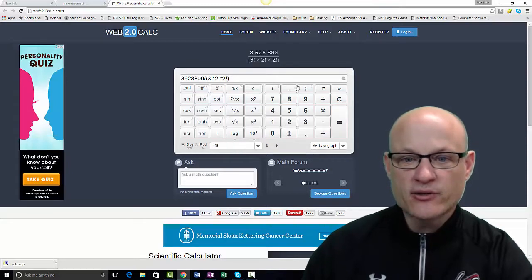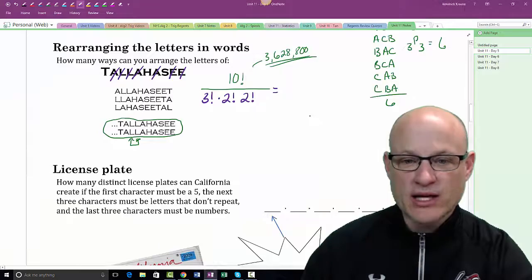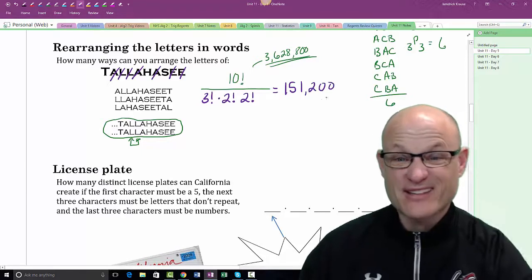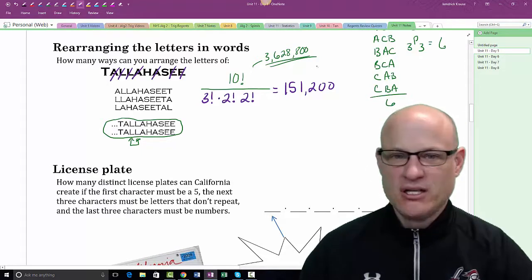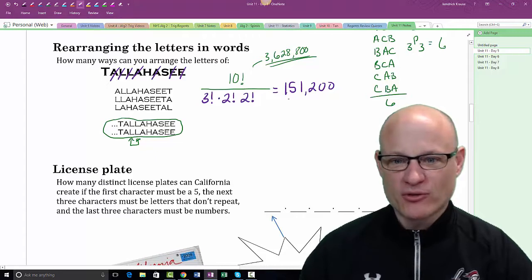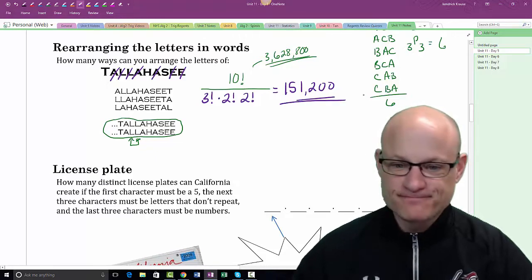Parentheses, and hit enter. Notice, look what I got up here. That's exactly what I'm looking for. 151,200. You know, that's a ton less. That's like 3.5 million less almost. But that's the answer.